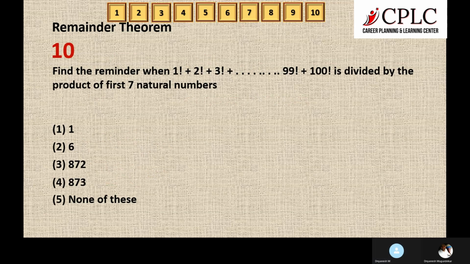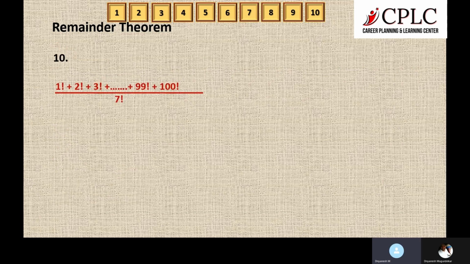Last one. Find the remainder when 1 factorial plus 2 factorial plus 3 factorial, so on till 100 factorial, is divided by the product of first 7 natural numbers. That is, divided by 1 into 2 into 3 into 4 into 5 into 6 into 7. These are the first 7 natural numbers, which is as good as 7 factorial. So when you divide this number by 7 factorial, till 7 factorial, everything is fine.